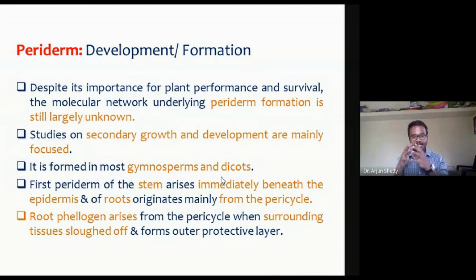What happens? This particular pericycle is going to develop and form the root phellogen. The surrounding cells are going to be damaged because of the pericycle development, and finally it is going to slough off all the protective layers which are present above the pericycle as and when the pericycle develops, and finally it is going to form only the periderm, and that I will explain in the coming slide.